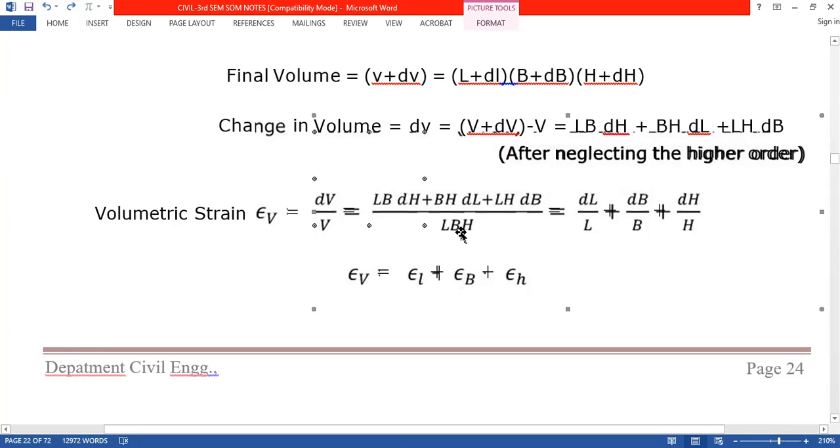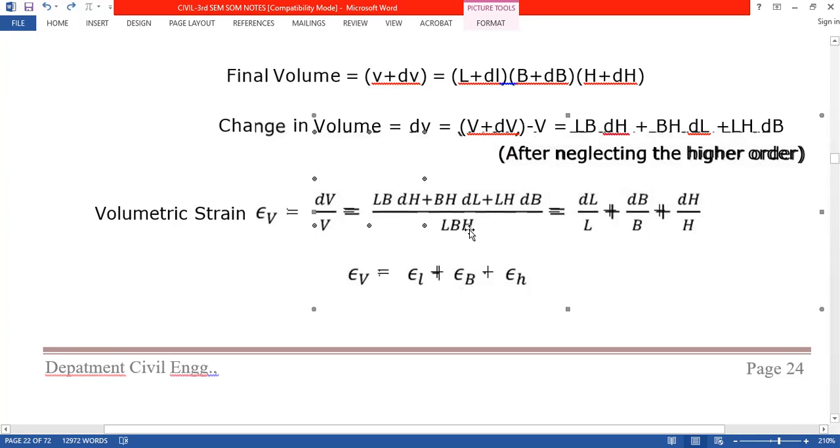Whenever we need to make it separate terms: LB delta H divided by LBH, BH delta L divided by LBH, LH delta B divided by LBH. So BH gets cancelled, and the remaining term is delta L divided by L. Next, come to the second one, LH delta B divided by LBH. L gets cancelled, H gets cancelled, and the remaining term is delta B divided by B. And the last term, LB delta H divided by LBH.